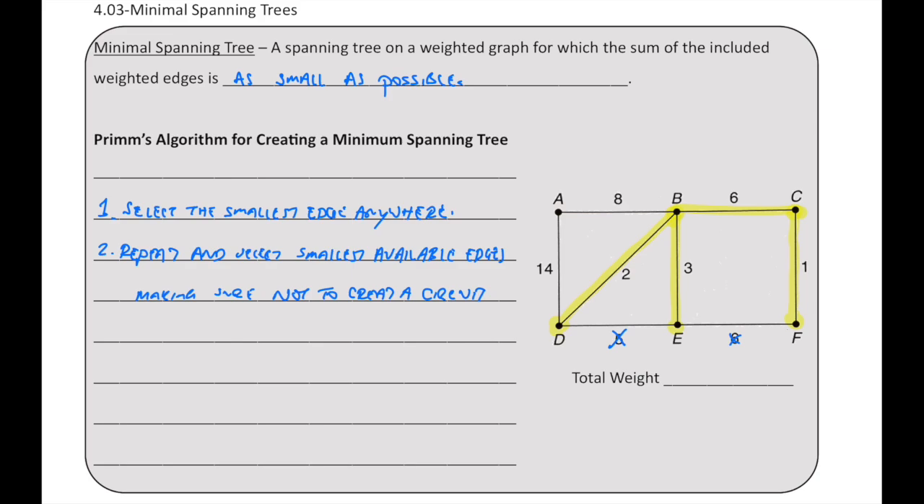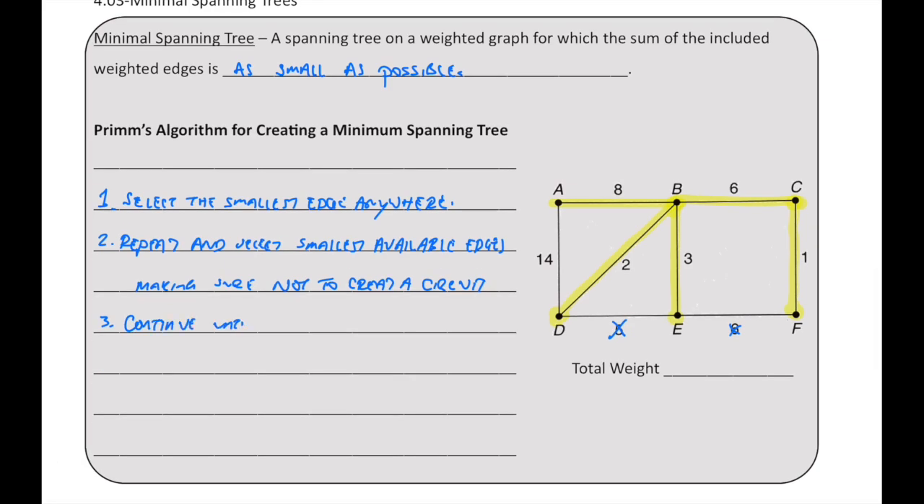We just need to close off and connect A. So now we can see I've got a graph where every vertex is connected. There are no circuits. And we did so by selecting the smallest available edges. So I'm going to put in step 3 here, where we're going to continue until we've reached every single vertex.